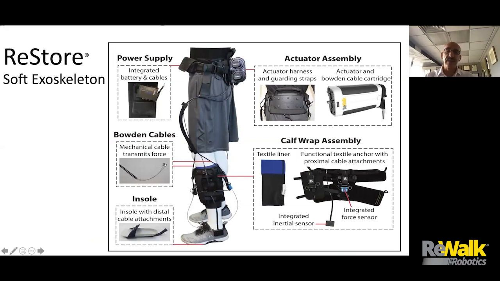And this talks about this soft exoskeleton. Soft because there is no rigid interface. The system uses a soft cloth wrap around the calf. It uses a cable-driven system, as you can see illustrated here. There are actuators that are moving the ankle into dorsiflexion or plantar flexion. And it has a small foot plate that essentially cradles the foot and allows for that movement to occur.